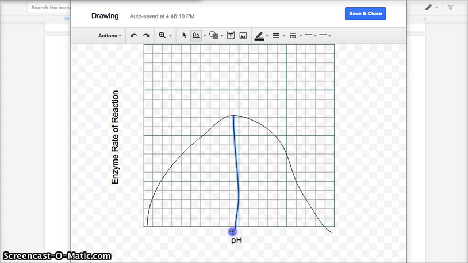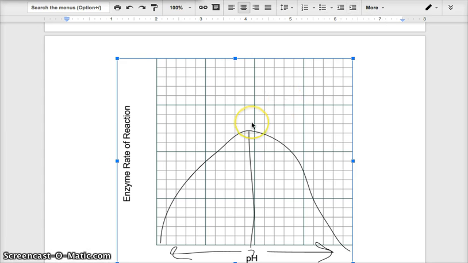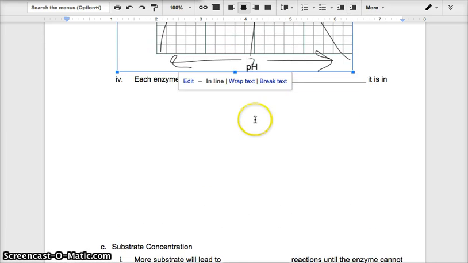Let's say this was a pH of 7. It would work best at 7, like water is. And then remember, on our pH scale this way it gets more acidic, and this way it gets more basic. So that's how pH affects enzymes.